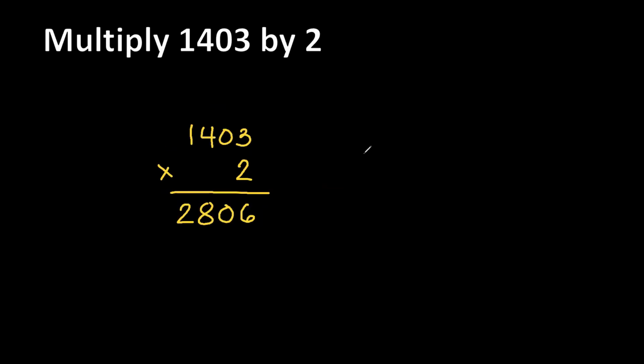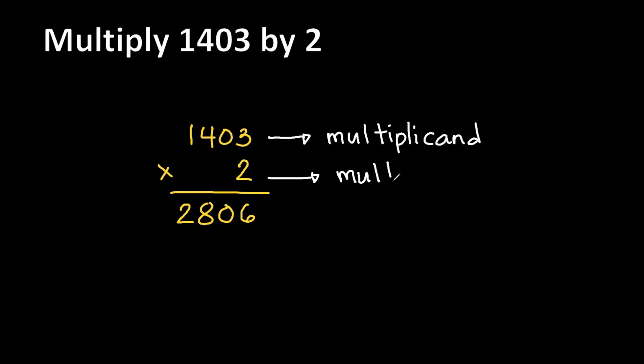By the way, do you still remember the parts of multiplication? 1,403 is what we call the multiplicand. Two is the multiplier. And 2,806 is what we call the product.